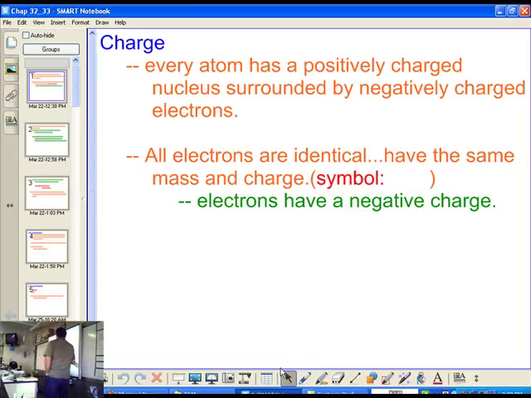But basically, charge. Atoms have a positively charged nucleus, negative charge to the outside, all that. All electrons have the same mass. All electrons are the same. They're all negative. Why are electrons negative? Because they're electrons. We don't know why they're negative. It just is. It's the way the universe works.